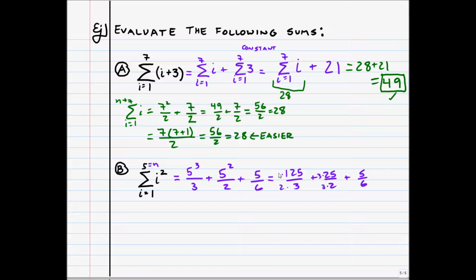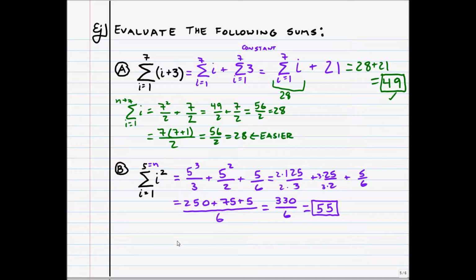So that's going to give me 250 plus 75 plus 5, all divided by 6. It's going to be 330 divided by 6. And of course, 330 divided by 6 is equal to 55. So we were able to find our answer there just as comfortably. Like there was nothing really difficult about that.